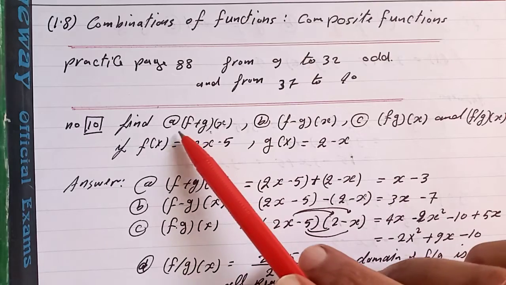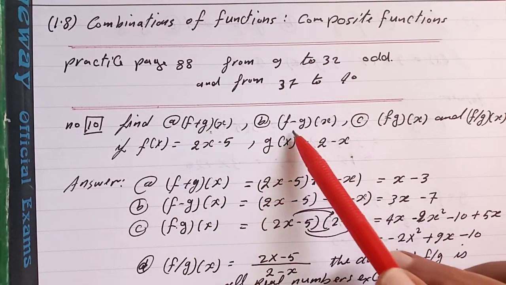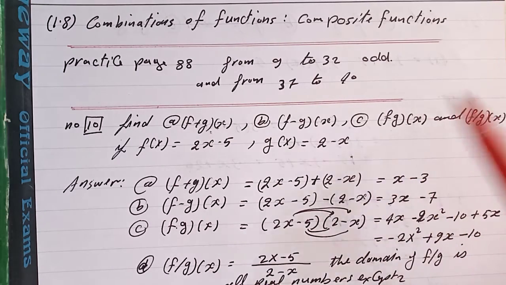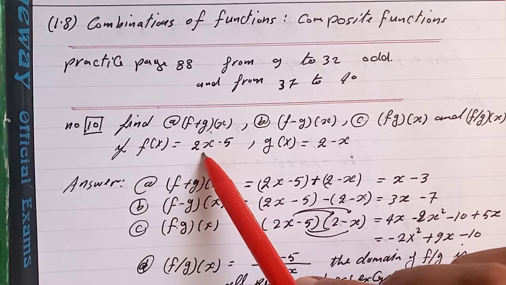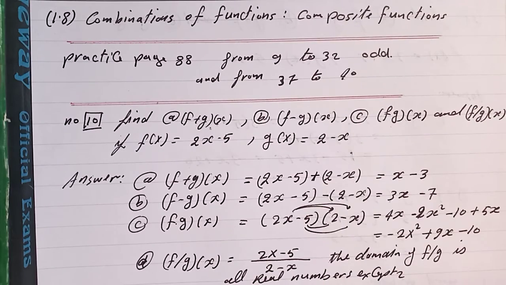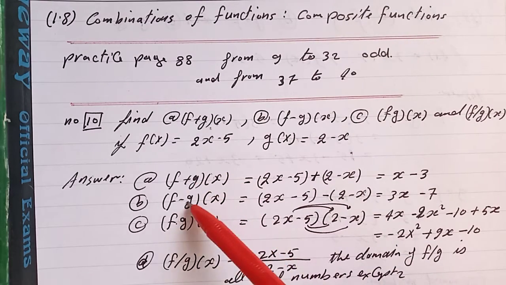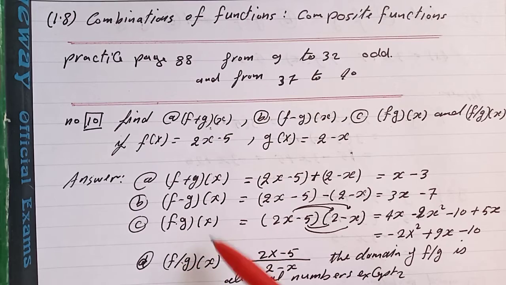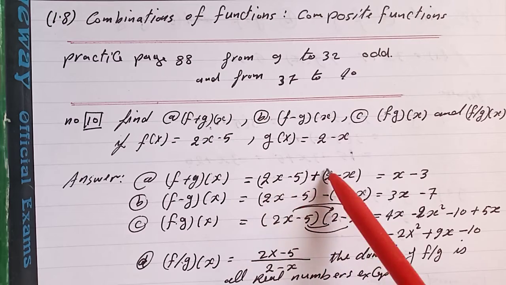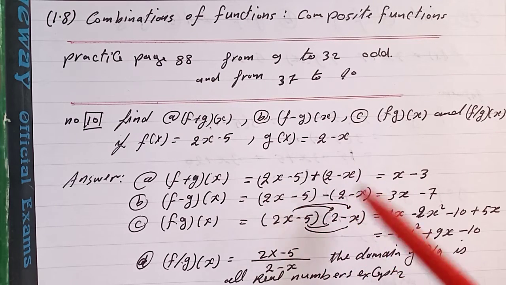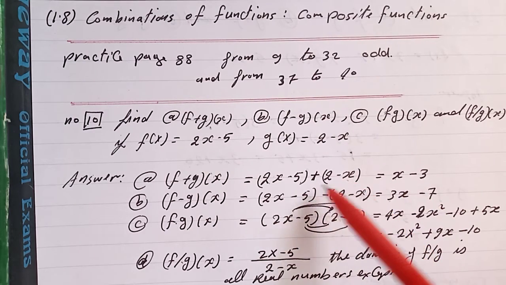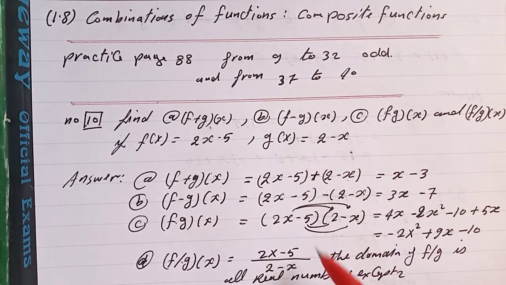Number 10. Find f plus g(x), f minus g(x), f times g(x), f divided by g(x), if f(x) equals x minus 5 and g(x) equals 2 minus x. It means add the two functions, subtract, multiply and divide the functions. How can I add the two functions? The first function plus the second, then add the like terms. 2x minus x equals x, and negative 5 plus 2 equals negative 3.